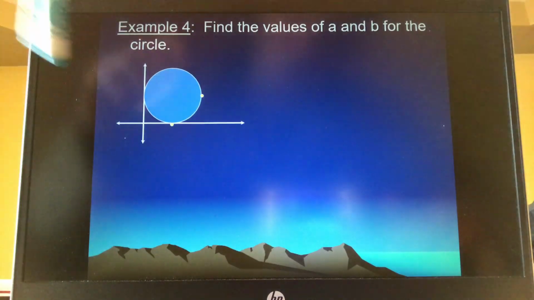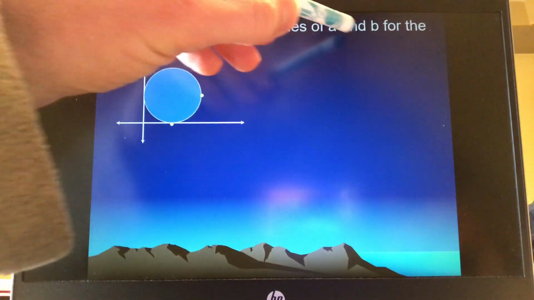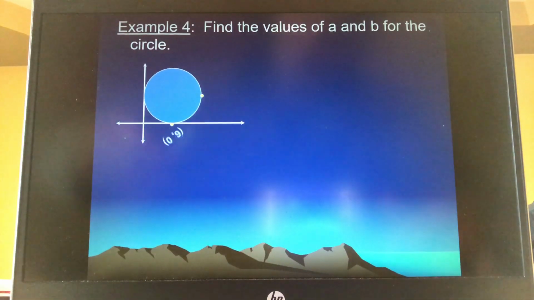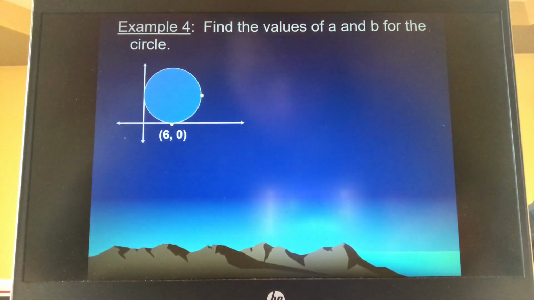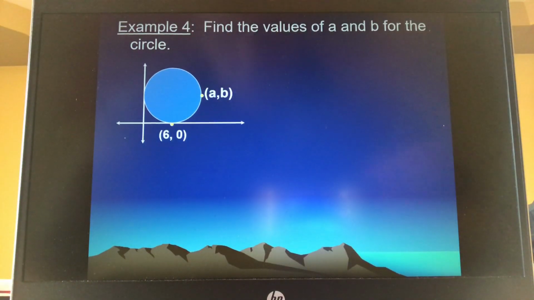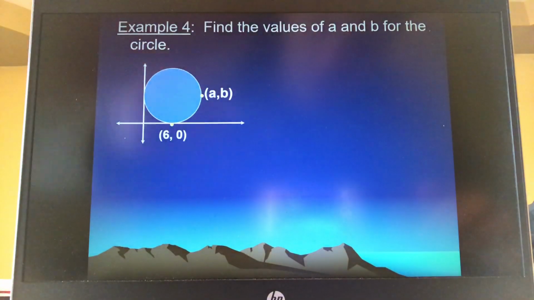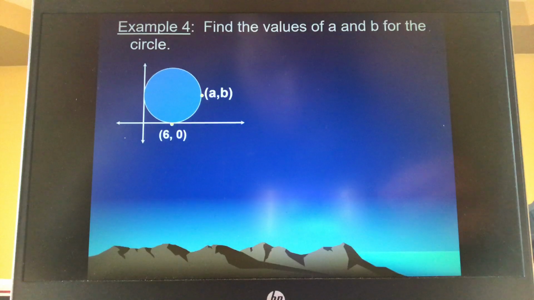So I'm going to give you some information, numerical this time, and ask you to find A and B. So I'm going to give you that bottom point. That's a point of tangency just touching the x-axis, 6 comma nothing. And I want you to see if you can find the coordinates of A comma B over here on the right. And that is the point that is the furthest to the right in that circle. I'll be back in part 3 to see if you've figured that out, and I hope you have.